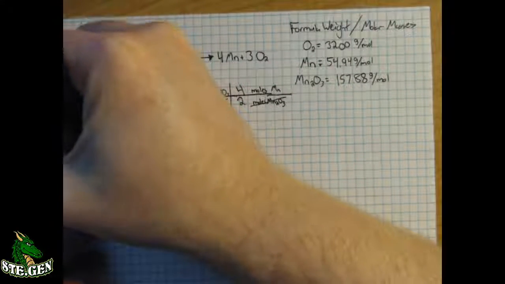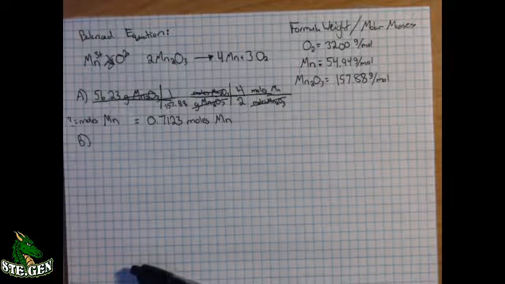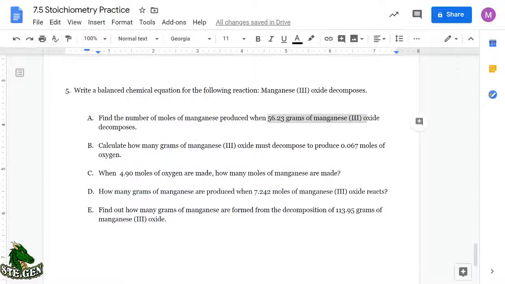So question B, I'll click back so you can see it again just in case. Calculate how many grams of manganese 3 oxide must decompose to produce 0.067 moles of oxygen, moles of O2. Now, I am already writing it, and I'm going to go ahead and click over. If you want to do this on your own, now would be the time to pause it and work on it all by yourself.